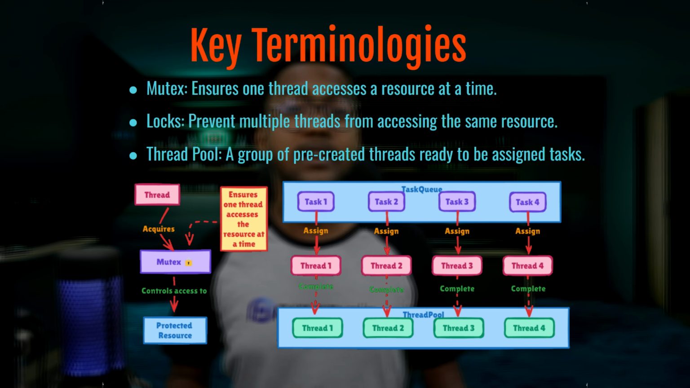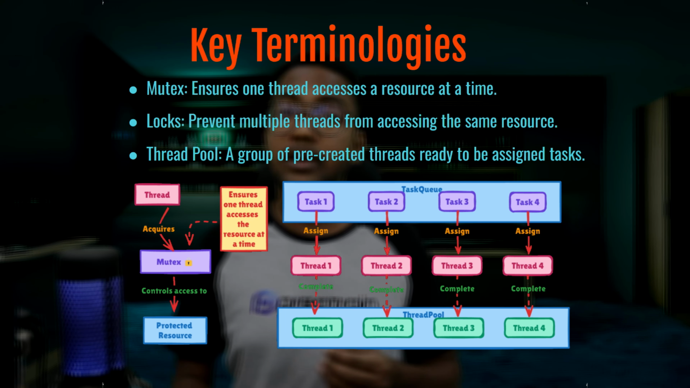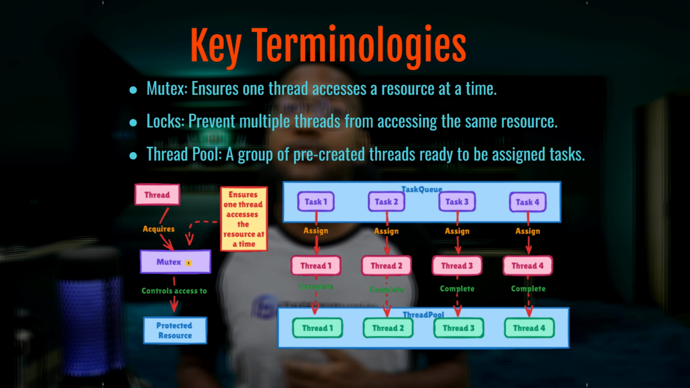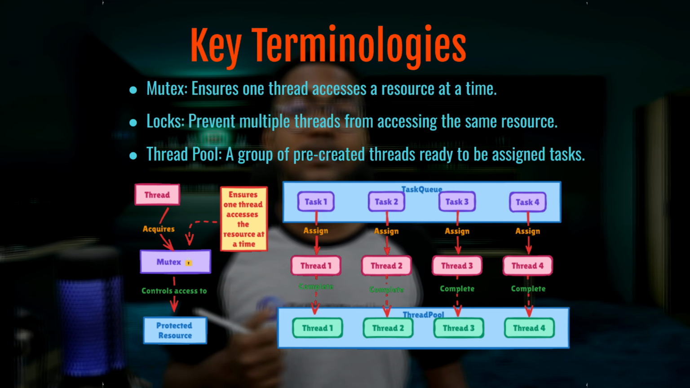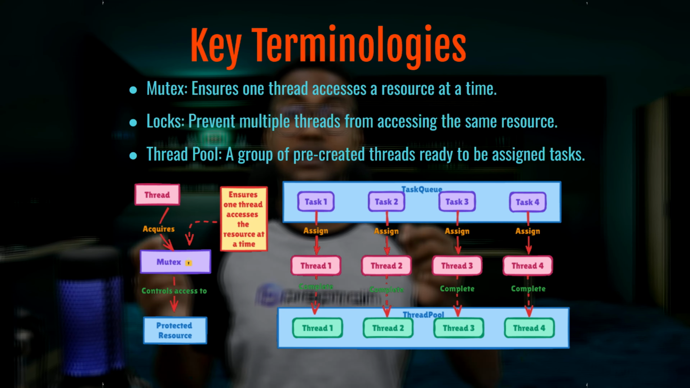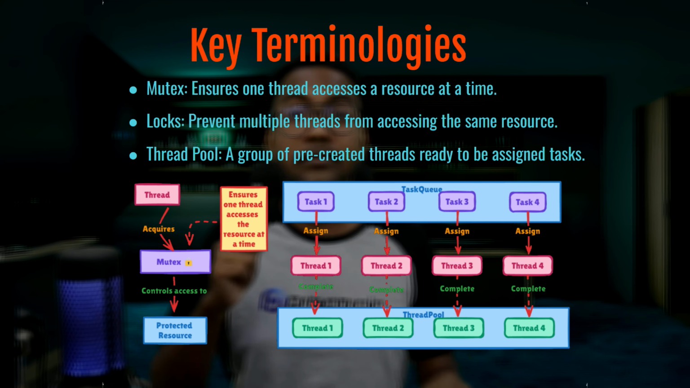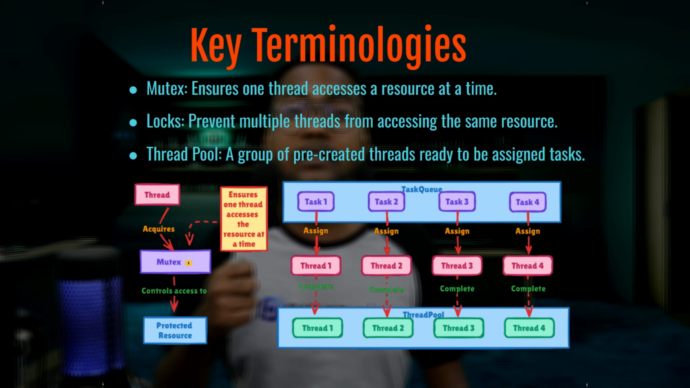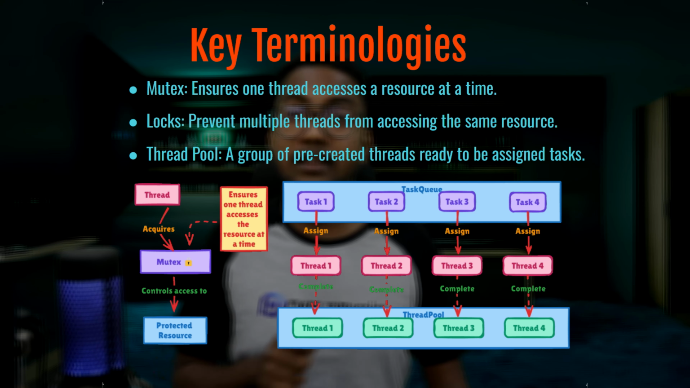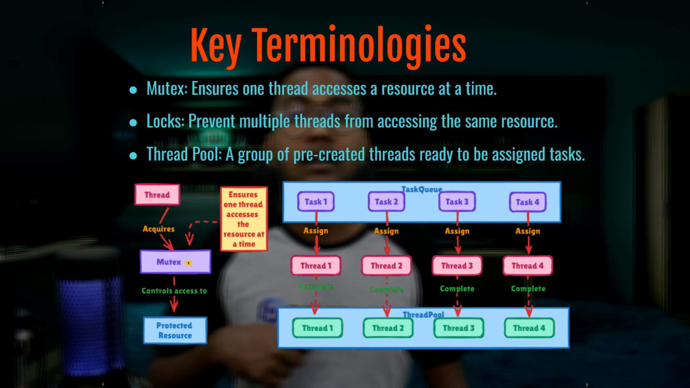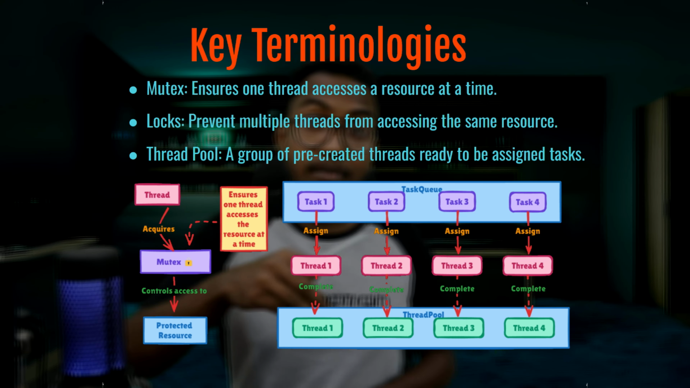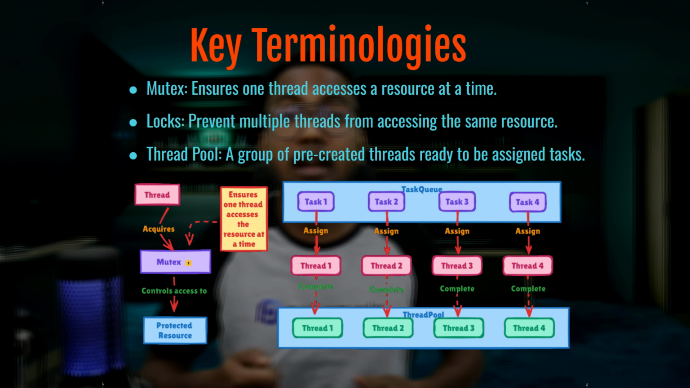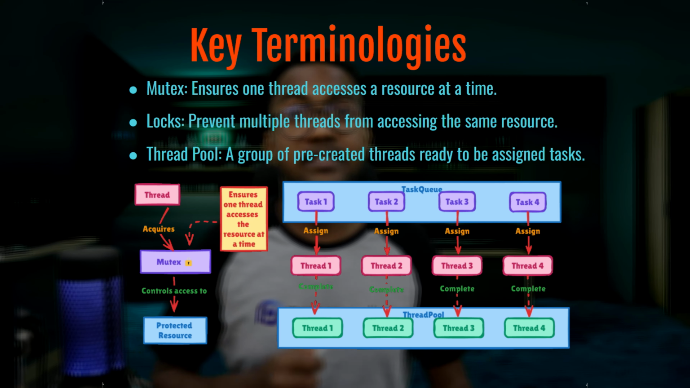Mutex stands for mutual exclusion. A mutex is used to ensure that only one thread has access to a particular resource at a time. Think of it like giving the chefs in the kitchen a single key to the oven. Only one chef can have the key at a given time, so no two chefs can use the oven simultaneously. In programming, a mutex prevents multiple threads from modifying the same resource at once, ensuring that there are no race conditions.